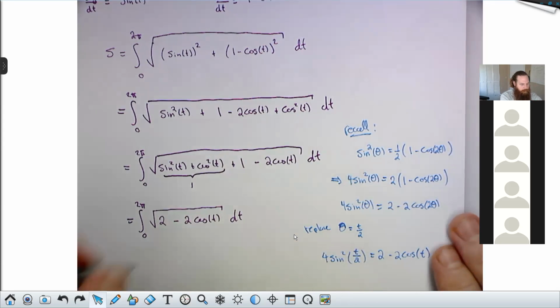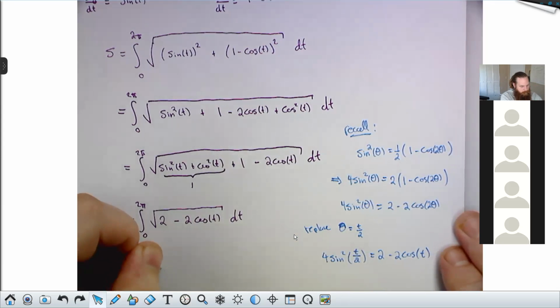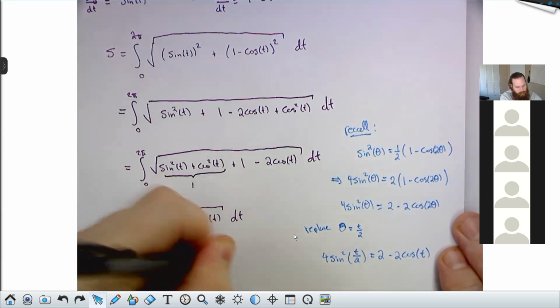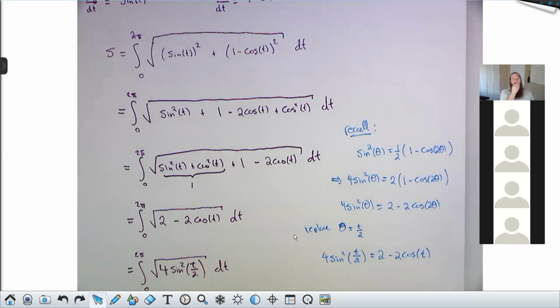So this piece is equal to this. It's clever work with the trig identity. We get the integral from 0 to 2 pi of the square root of 4 sine squared t over 2 dt. There's other ways to get at this, but this is, I think, the best way. It just works from a trig identity that you know, a trig identity that you had to use a lot at the beginning of the term.